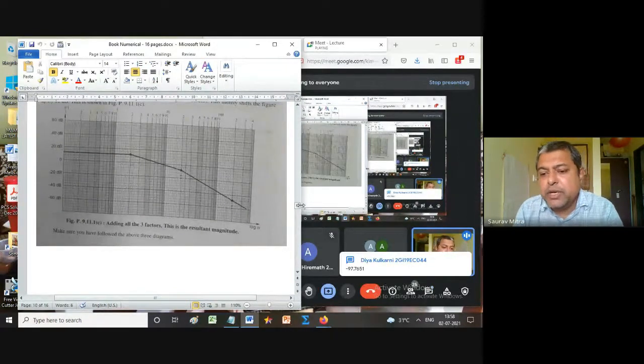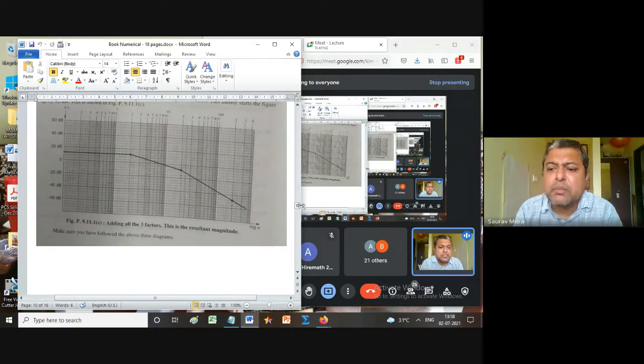Minus 97.76. Yeah, thank you. Everybody agrees to this? चलो minus 98 पकड़ लो. तो ये लिख के रखो minus 98. So how much is gain margin? Gain margin is 82 degree.